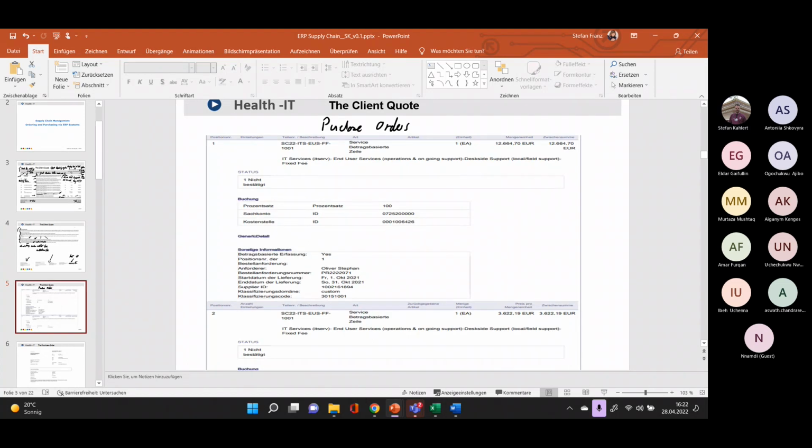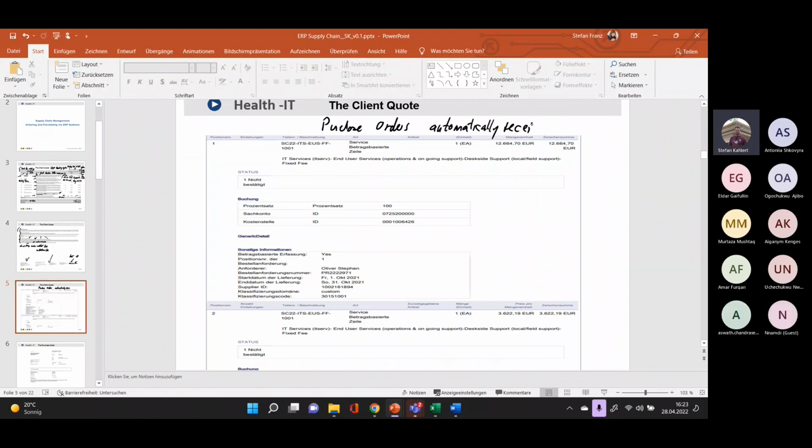And here you see a typical purchase order, and these purchase orders come automatically via a system called Ariba. So here again, you have an ERP system. This is called Ariba, and it's one part of the ERP system. Ariba is an SAP company.